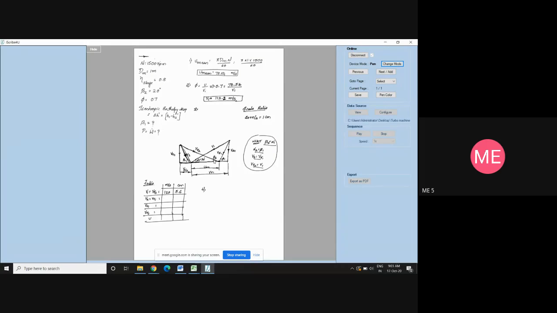I hope you have done this. Okay, next I'll go. What is the next step he is asking? He is asking the isentropic enthalpy drop, that is delta H dash, which is equal to H1 minus H2 dash. So this we are going to find out.